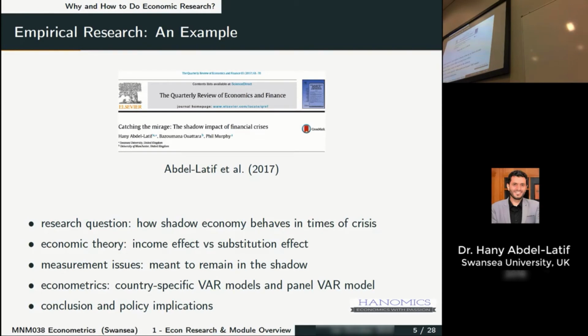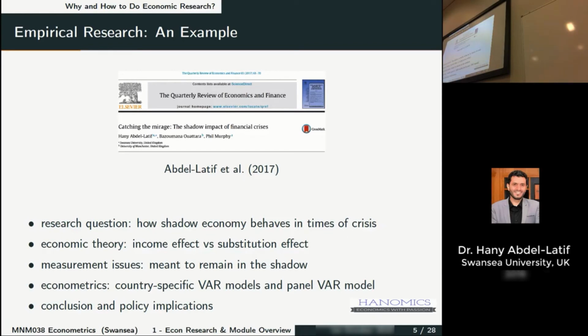Does the shock affect both the formal economy, or the official GDP, and the shadow economy as well? That means it can go either way, because this is what economic theory tells us. The substitution effect means that those who lose jobs here will go and join the shadow economy. In that case, the shadow economy helps the economy absorb or mitigate the negative impact of the shock, because those who lose their jobs in the formal sector go and find some jobs. Not necessarily 100% of those who lose jobs, but at least it helps.